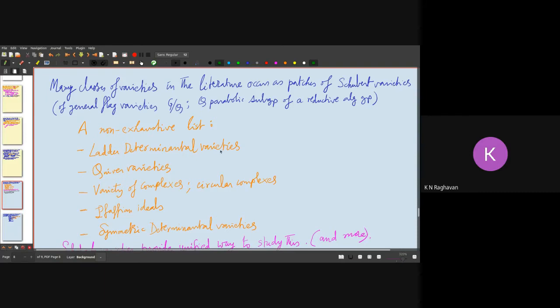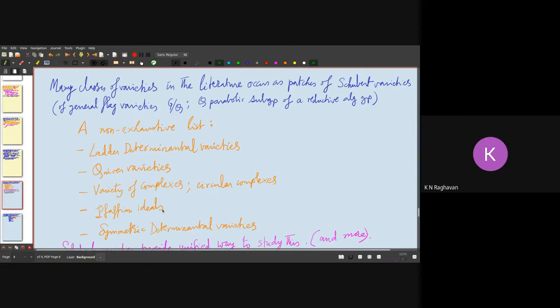Okay, for example, ladder determinantal varieties. Abhyankar and his school, Mulay and Kulkarni and other people have studied ladder determinantal varieties. These occur as open patches of Schubert varieties in flag varieties. Okay, so they can be studied via Schubert varieties. Quiver varieties, which have been studied by Fulton and members of his school, Fulton's book and so on, and many others, they too can be thought of as patches of Schubert varieties. Varieties of complexes, here the names are Buchsbaum, Eisenbud, De Concini, Strickland, and then Eisenbud, Huneke, and so on. Those can also be studied. And circular complexes, various people here, Mehta, Trivedi among them, those can also be studied using Schubert varieties.